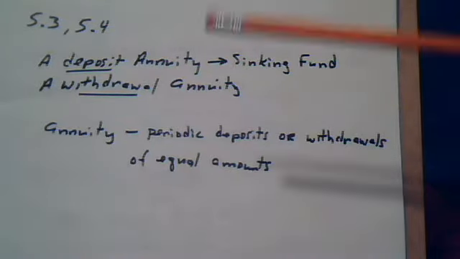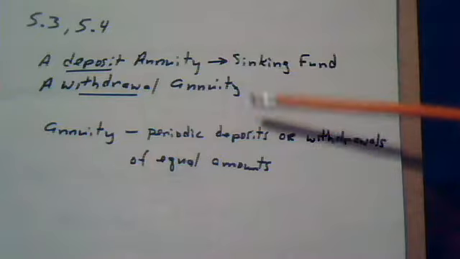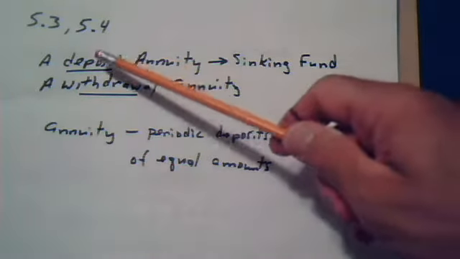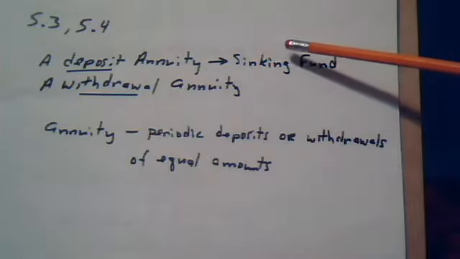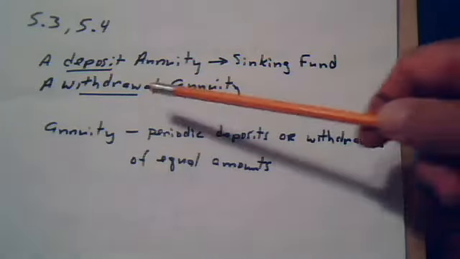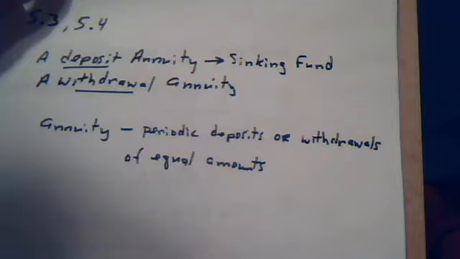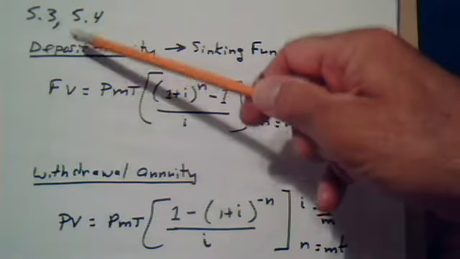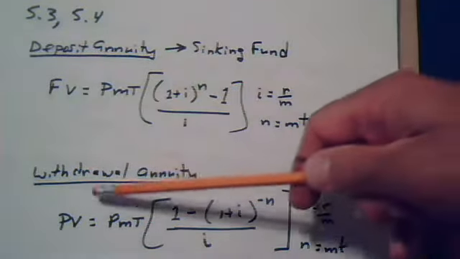Annuities. An annuity is periodic deposits or withdrawals of equal amounts. We have a deposit annuity, which we call many times a sinking fund, and withdrawal annuities. So the key question to identify which formula to use is deposit or withdrawal. This is a deposit formula, and this is the withdrawal formula.